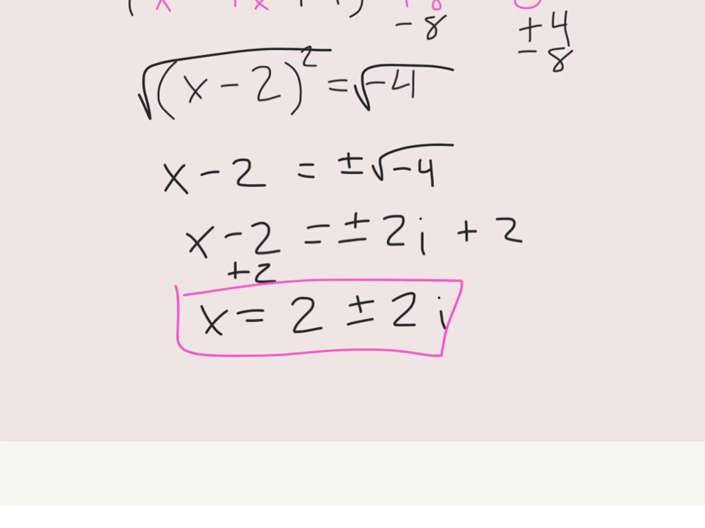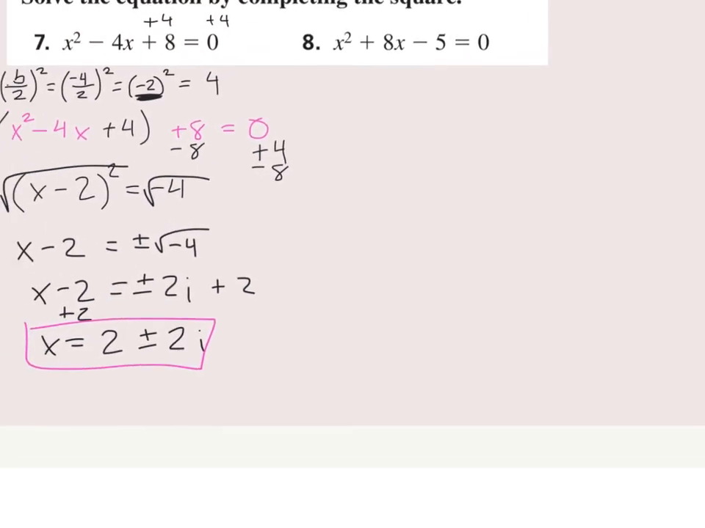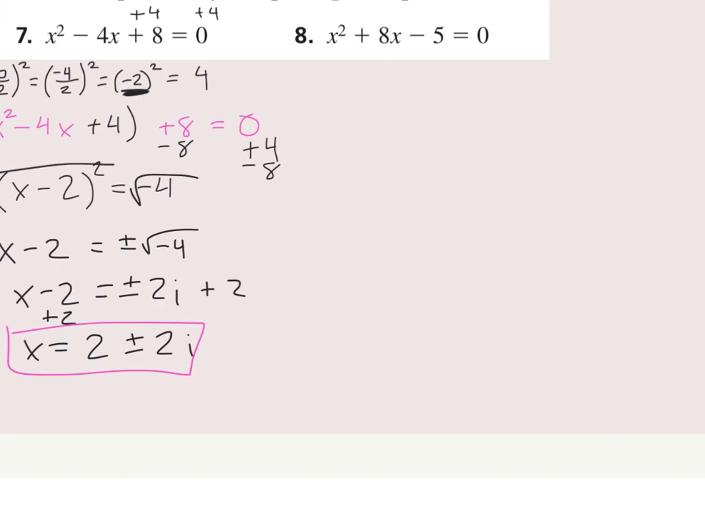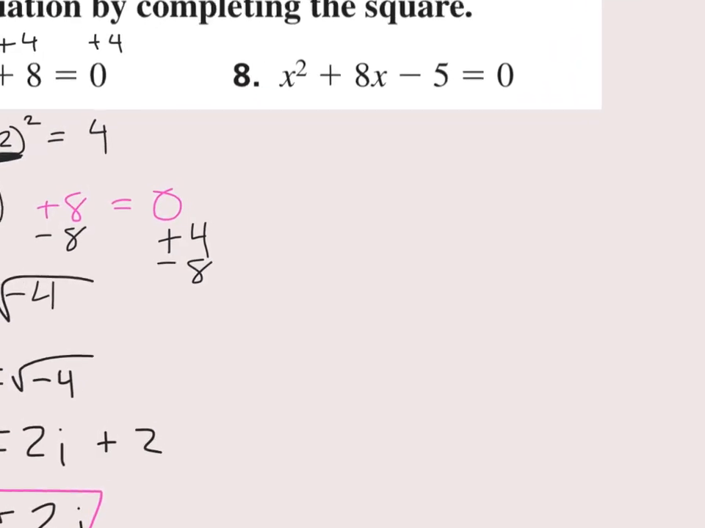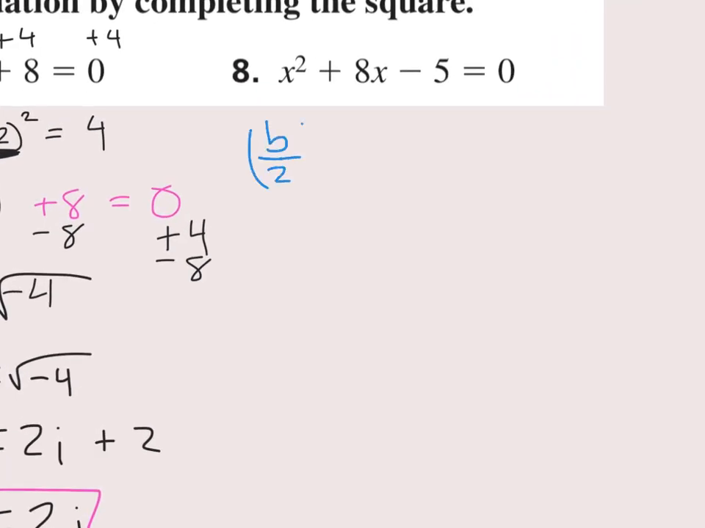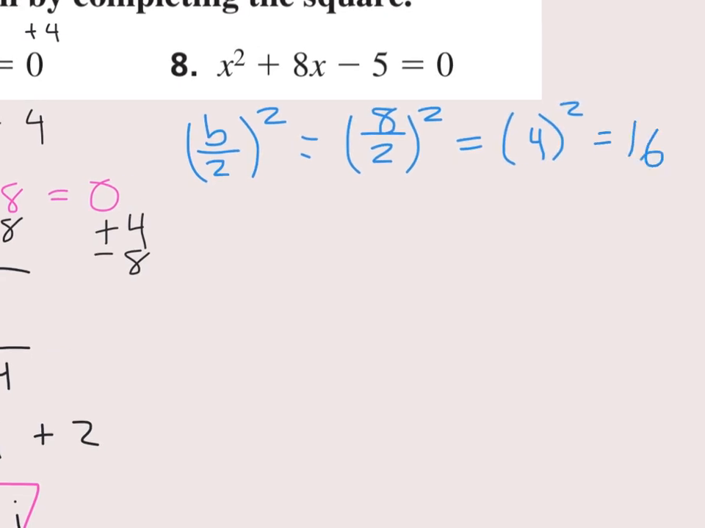All right, we have one last example. Let's look at 8. What do we do first? Where do we need to start? B over 2 squared. Perfect. B over 2 squared. What's our B? 8. So 8 over 2 squared, which is 4 squared, which is 16.